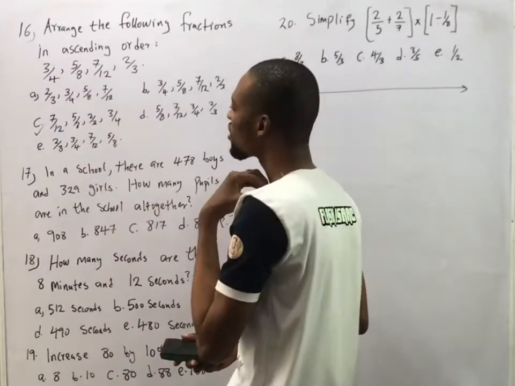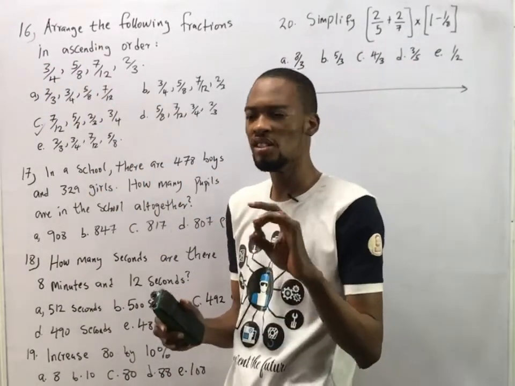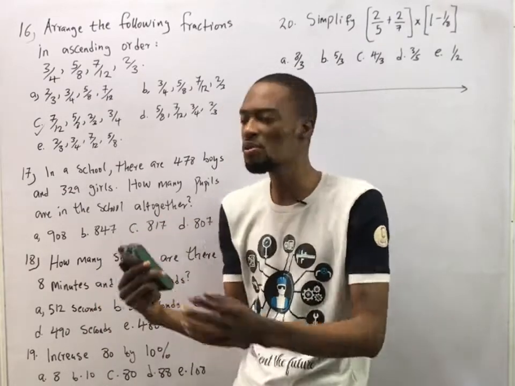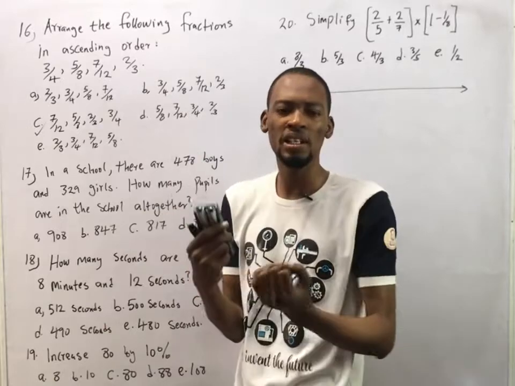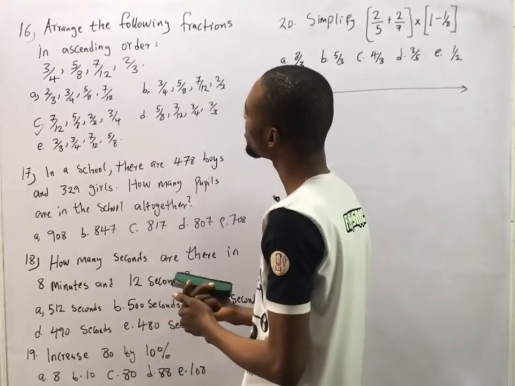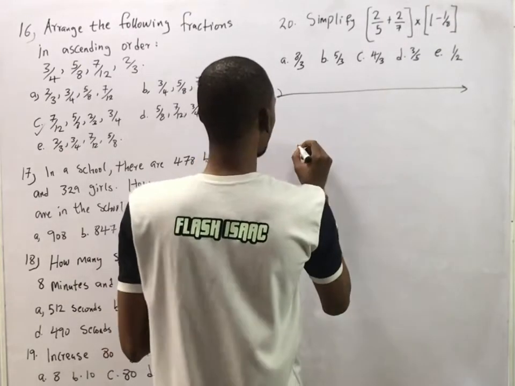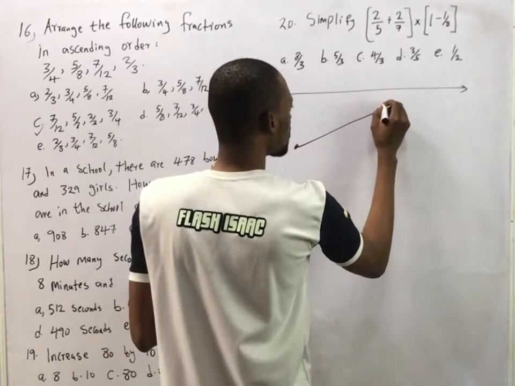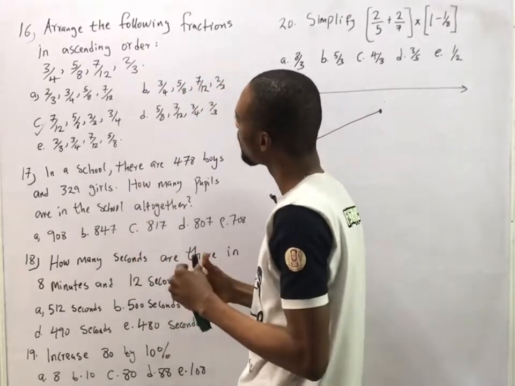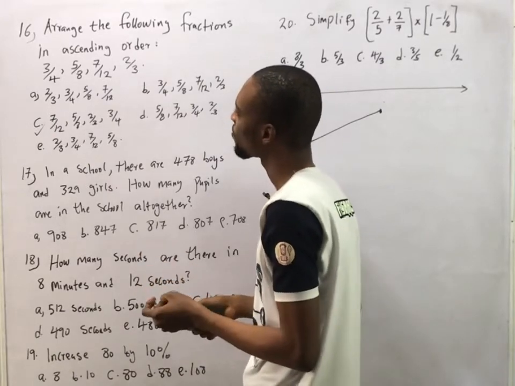Now, the 16th question. Remember, these numberings are my numberings, not the way they are in the past questions. So I brought out many questions and chose to number them so that I know how many I've solved out of them. 16 says arrange the following fractions in ascending order. Ascending means from small to the biggest. Given 3 over 4, 5 over 8, 7 over 12, and 2 over 3.